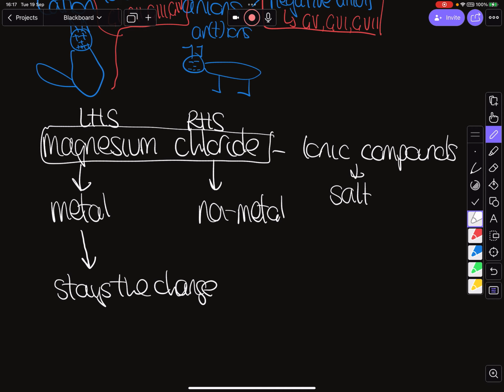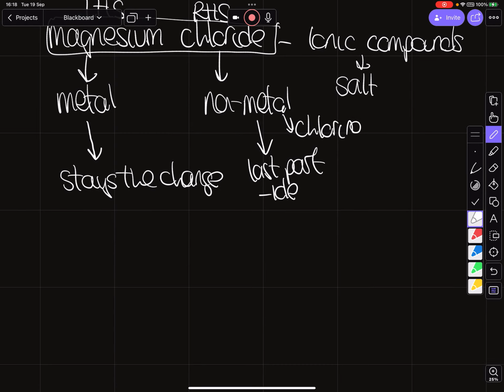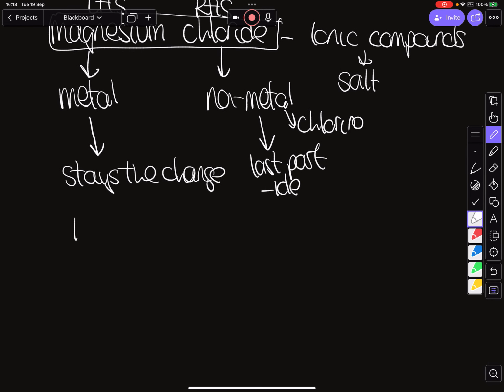So the name of the metal stays the same, but the name of the non-metal, we change the last part, changes to an -ide. So chloride was originally, the non-metal it came from was chlorine. And you just need to be aware of the different ones that we've done, that we've given you. So we had H minus as a hydride, and obviously that's coming from hydrogen.